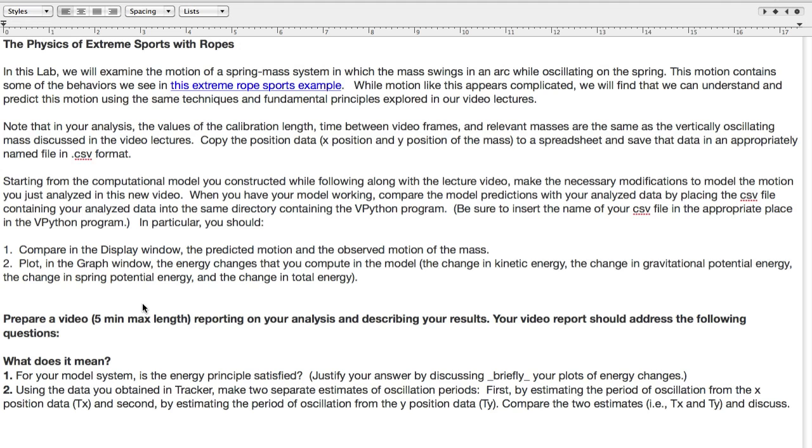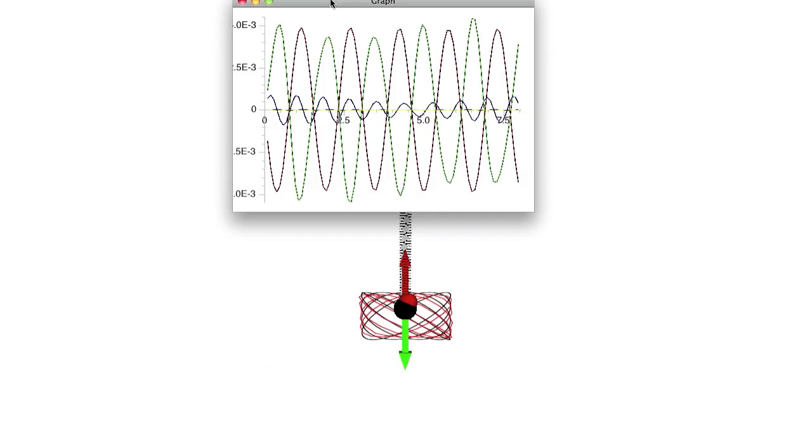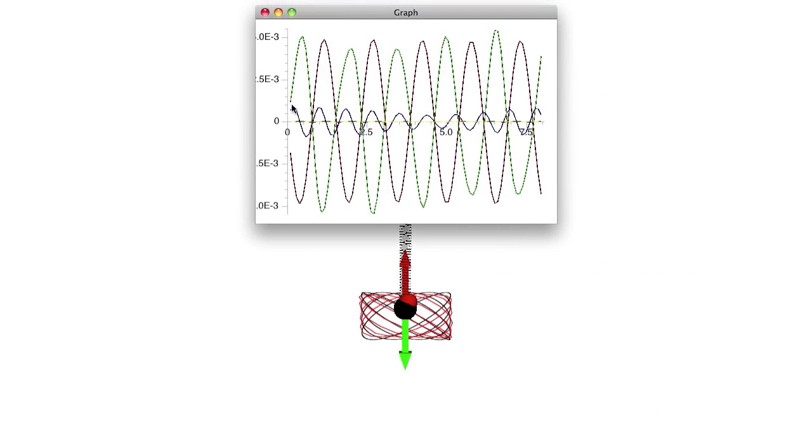What does it mean? For your model, is the energy principle satisfied? Justify your answer by briefly discussing your plots of energy changes. Here we can see that our energy principle is satisfied because the total energy change is 0.